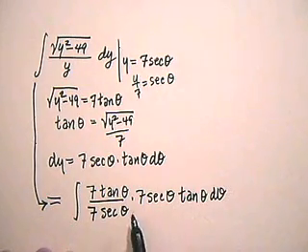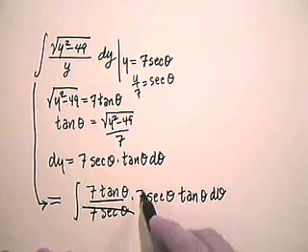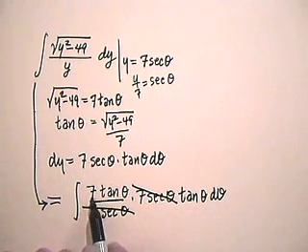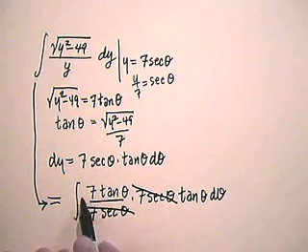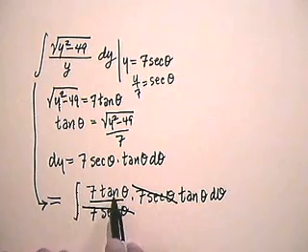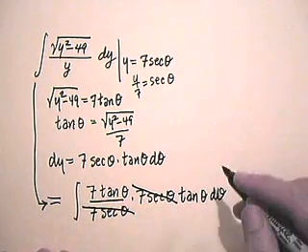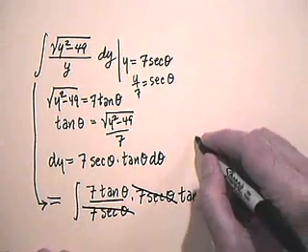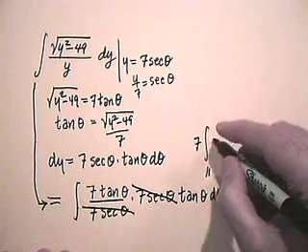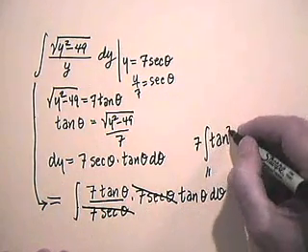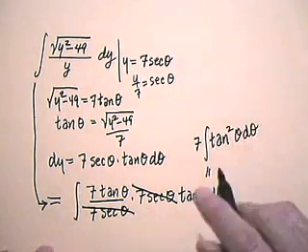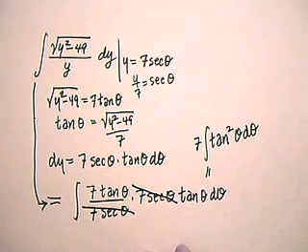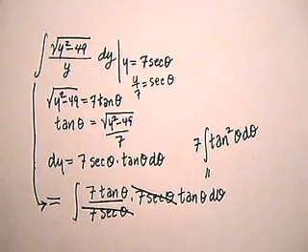Well, notice we can cancel 7 secant theta, 7 secant theta. We can take this 7 out, and we have 7 times tangent square theta d theta. So we have finally simply 7 times the integral of tangent square theta d theta. So let's go to a new sheet and work that one out.